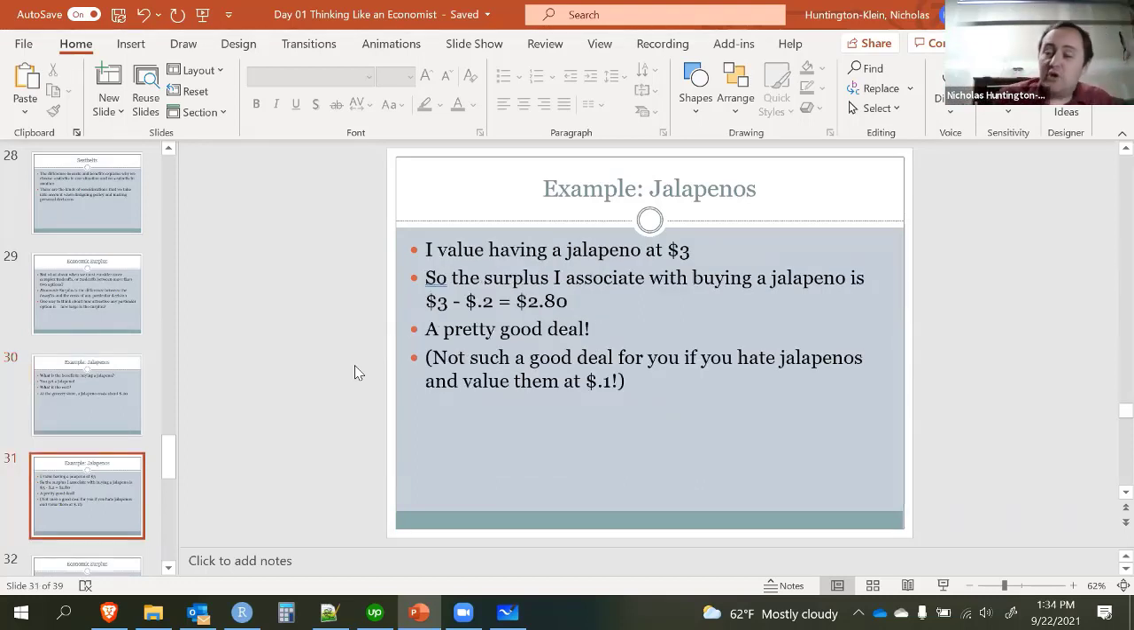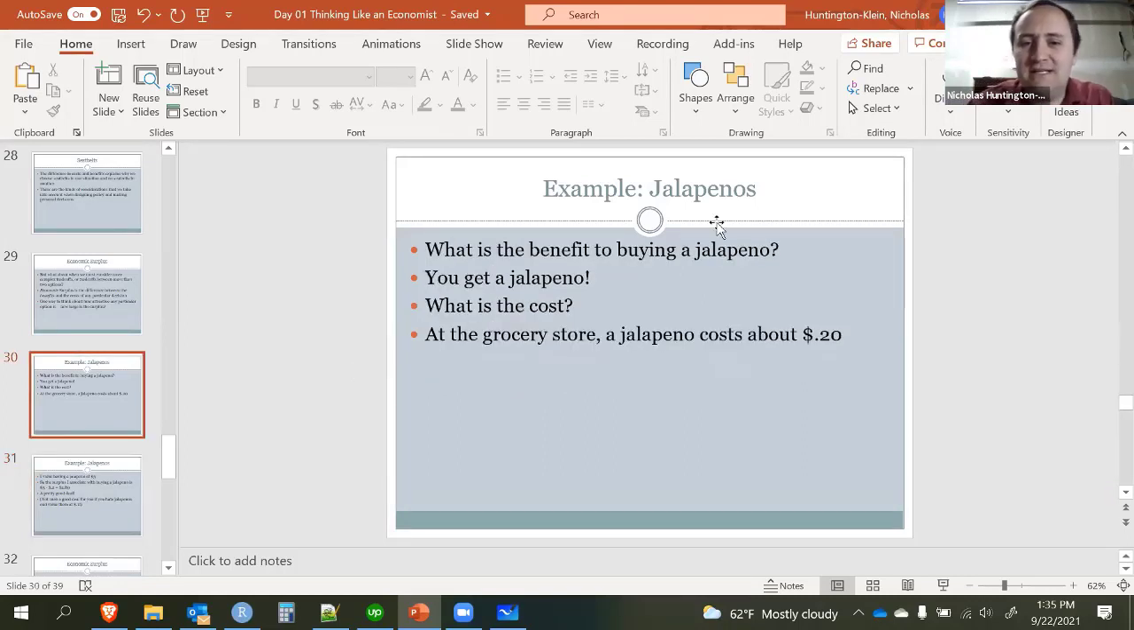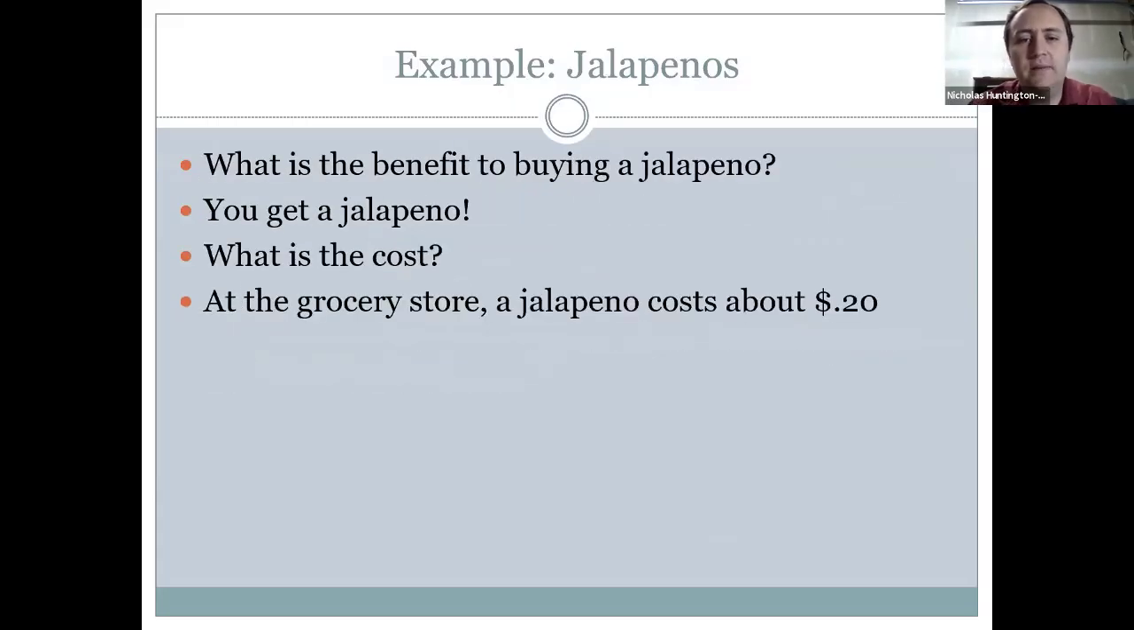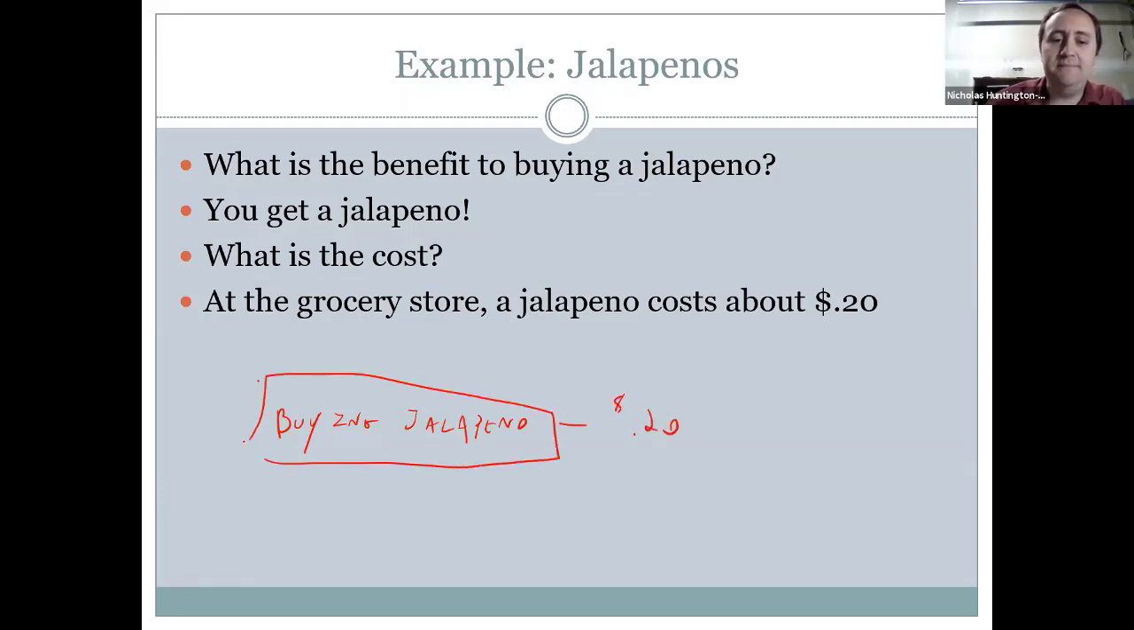So how can we turn that into a calculation? How can we calculate the economic surplus that is associated with buying that jalapeno? Okay. So for that, we're going to need to have a number on buying a jalapeno. We're comparing the benefit of buying a jalapeno to the cost of 20 cents. So how can we do that, right? We need this to be a number in order to figure out what this is going to be.